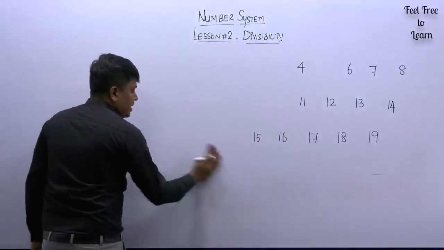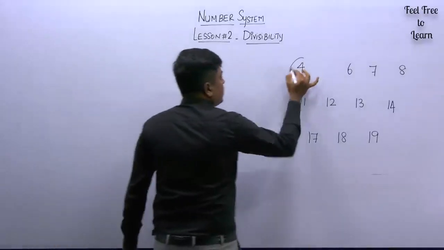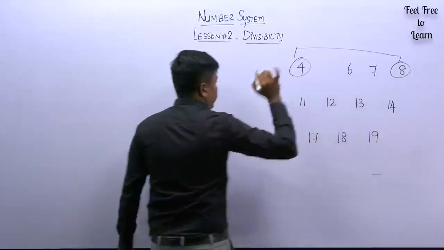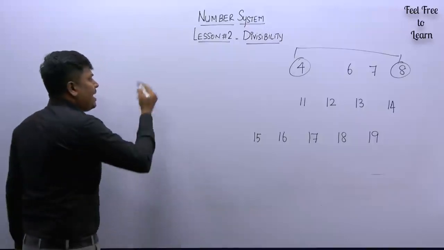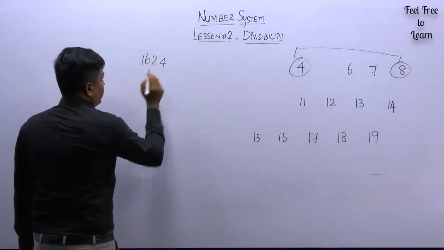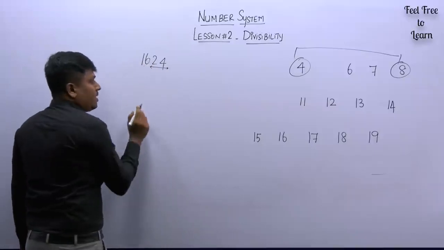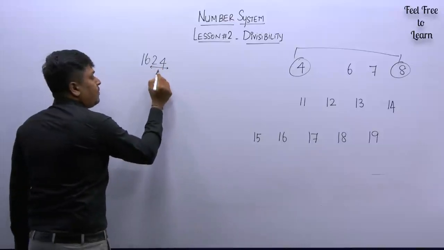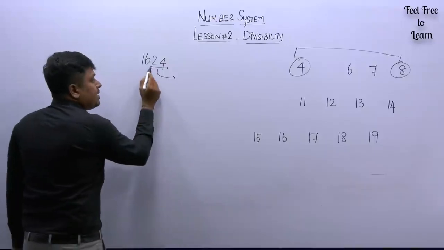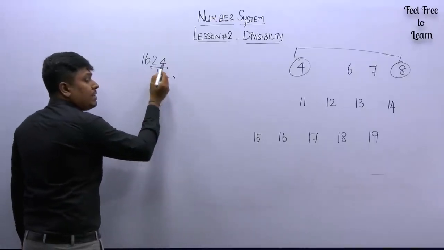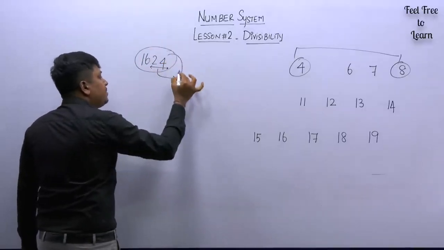So next, let me target the next numbers, 4 and 8. This is also very easy. If you take the numbers 4 and 8, for any number, for example 1624, got it? In the given number, if the last two digits of the number are divisible by 4, check only 24. Is 24 divisible by 4 or not? Yes, 6 4s are 24. So we can say that if the last two digits of the given number are divisible by 4, then the complete number will be divisible by 4.